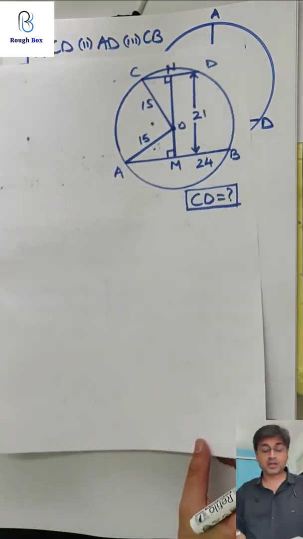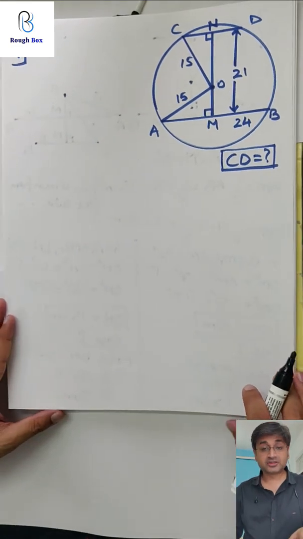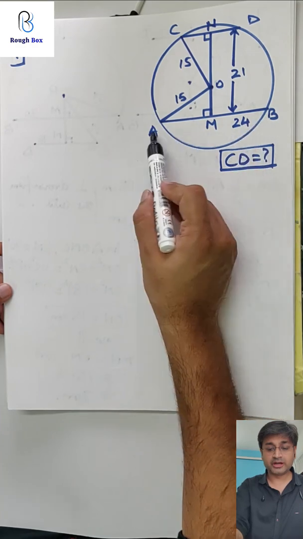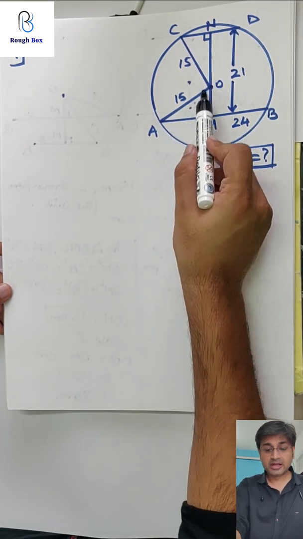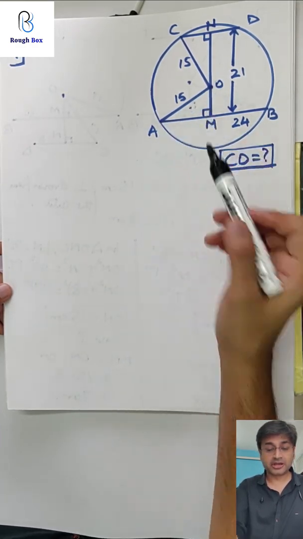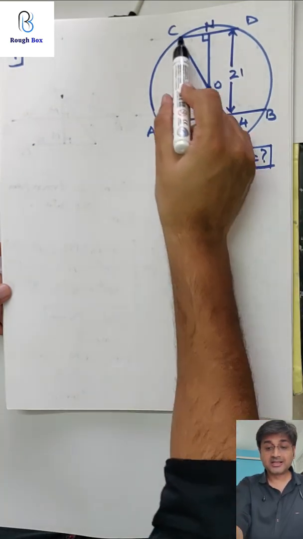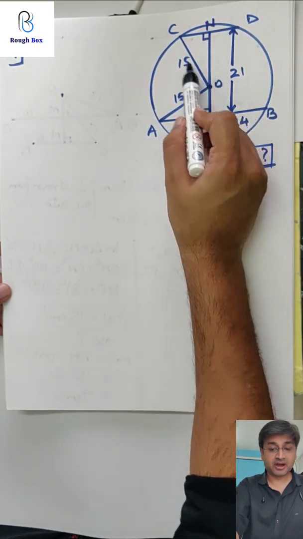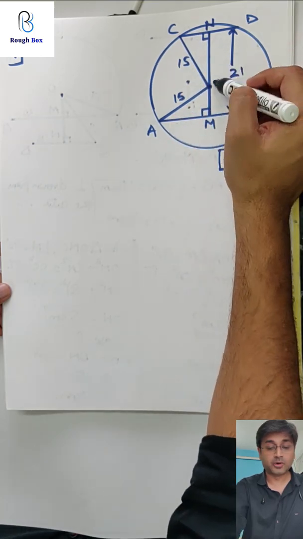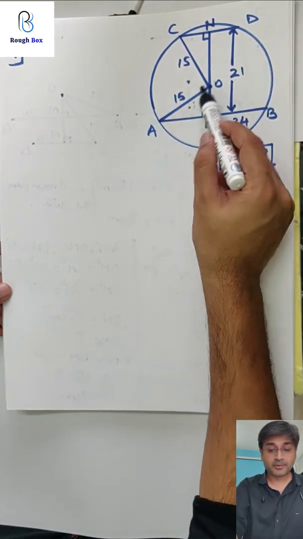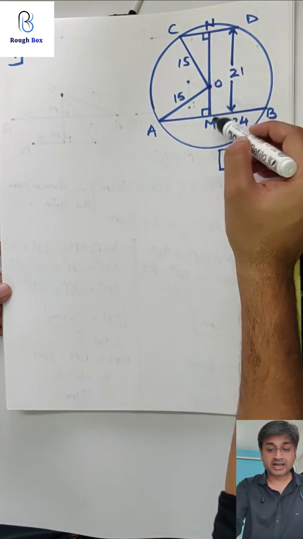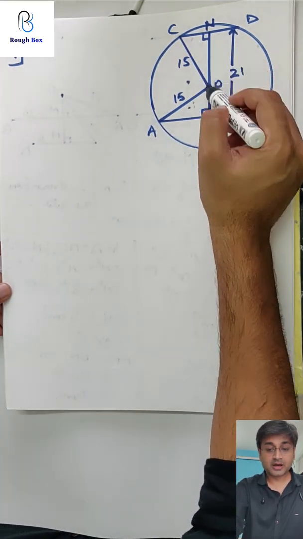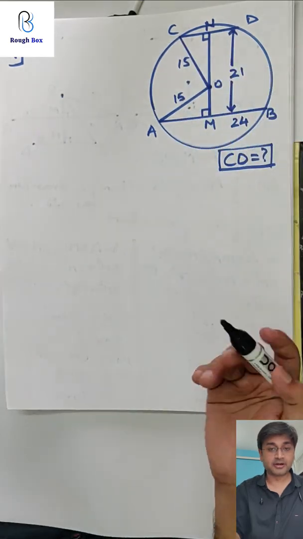Okay, the next one is a simple question. Just think about it and 100% you will get it. AB is 24, so AM will be 12. This is 15, Pythagoras you can get OM. What's your target? CD. To get CD we need CN. To get CN we have to apply Pythagoras and you need OM. So if you got OM by Pythagoras here, subtract that from MN which is 21. What you will get is ON, apply Pythagoras, get CN and double it.